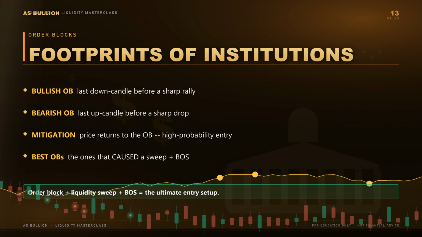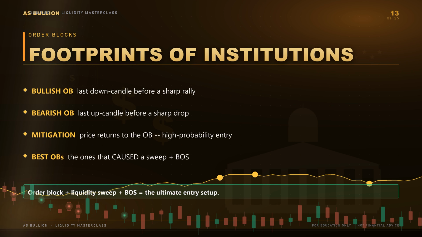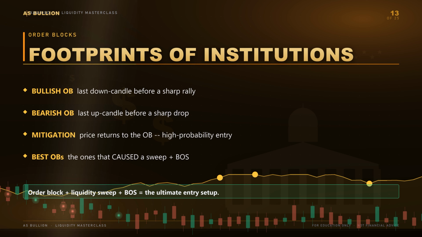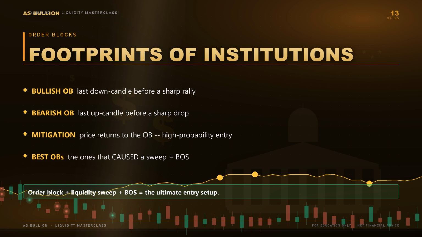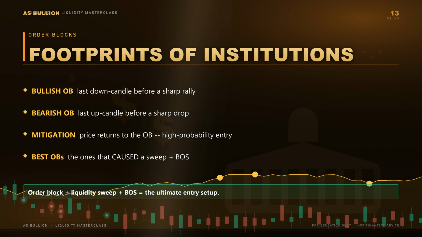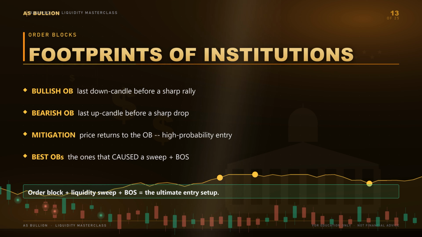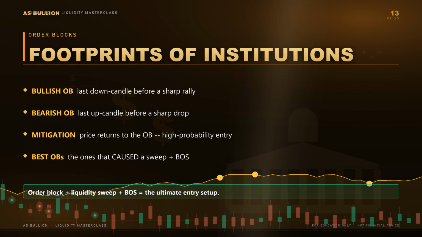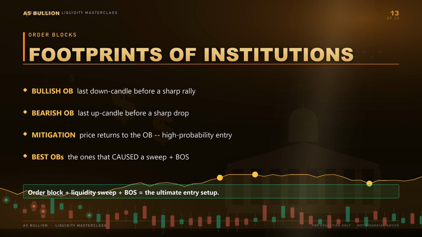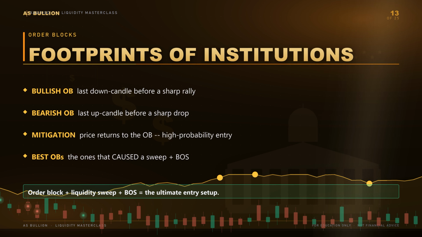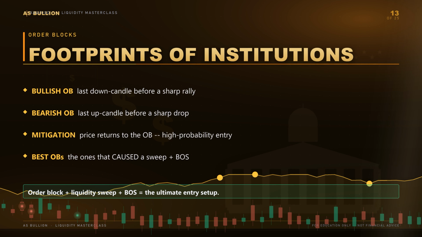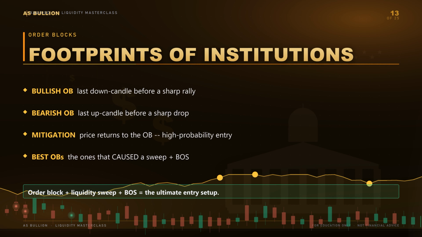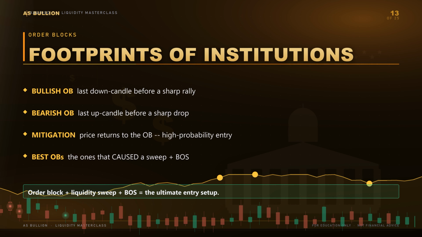Part 4. Smart money concepts. Market structure, break of structure, and change of character. A break of structure, or BOS, is when price breaks a prior swing point in the direction of the trend. It is continuation. A higher high in an uptrend, a lower low in a downtrend. A change of character, or CHoCH, is the first break against the trend. It is the earliest sign the trend may be turning.